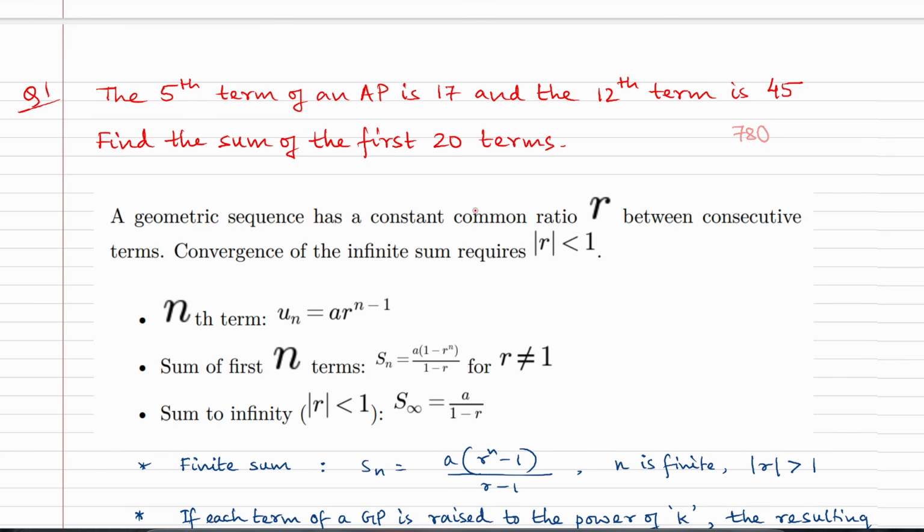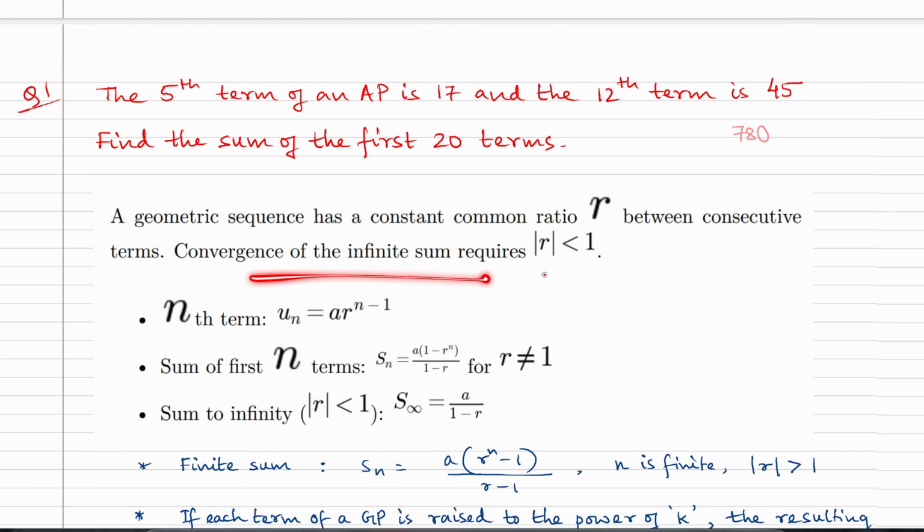Moving on, we will look into geometric sequence. So a geometric sequence has a constant common ratio r between consecutive terms. Arithmetic sequences had a constant common difference between all terms, that is term n minus term n minus 1 and term n plus 1 minus term n would be all equal for an arithmetic sequence. In a geometric sequence, term n plus 1 divided by term n is equal to term n divided by term n minus 1. The ratio between two consecutive terms for all terms in the geometric sequence is the same.